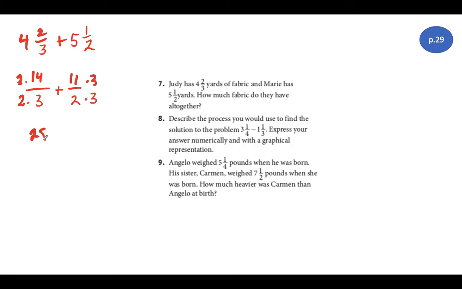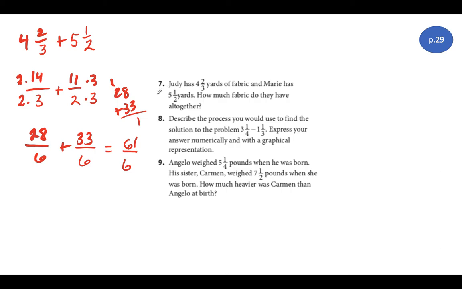And finding the common denominator is exactly the same. But the numbers up top are bigger, so that's a little bit more work. So I get 28 over 6 plus 33 over 6. And then I add those together, and I get 28 plus 33. So 11, 3 and 2 is 5, 6.